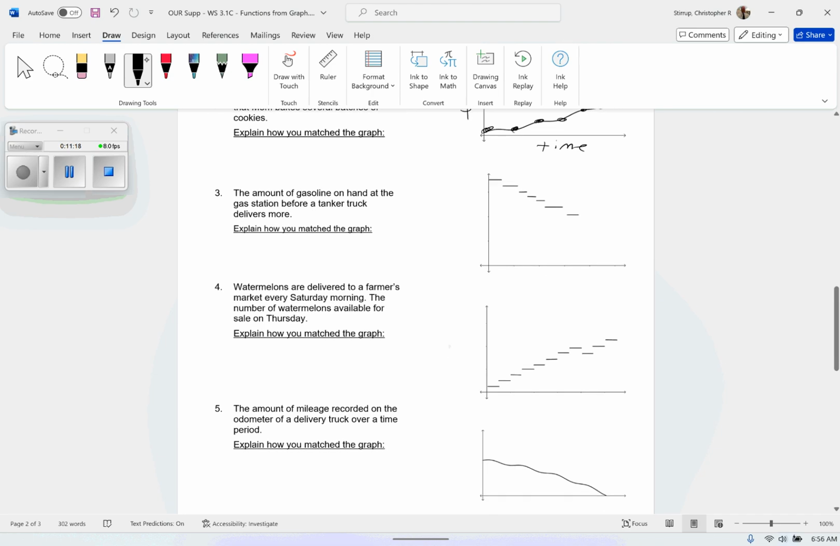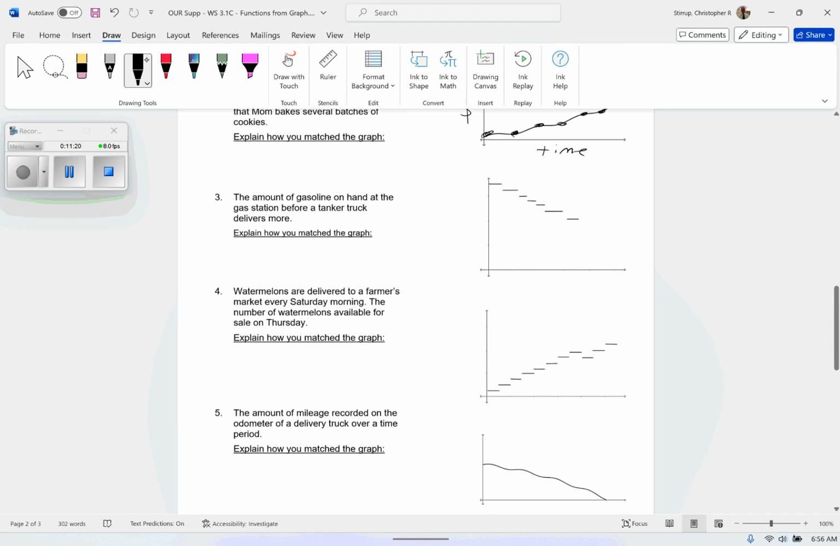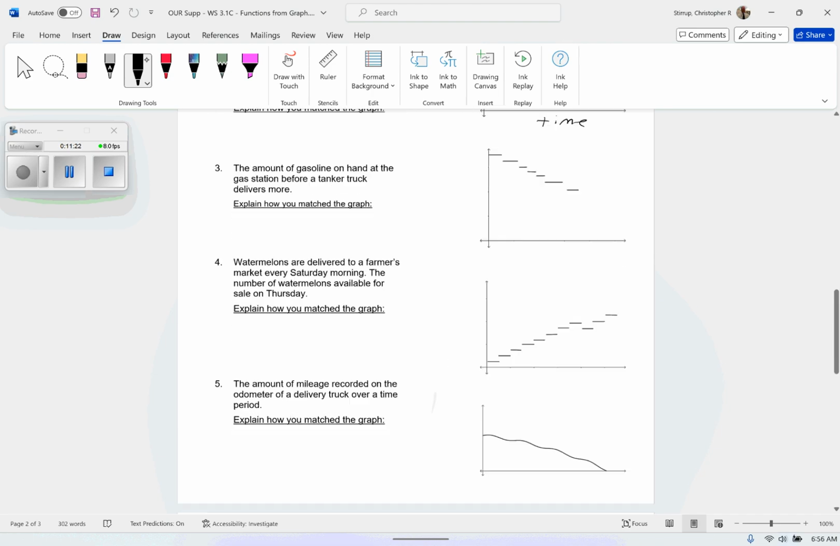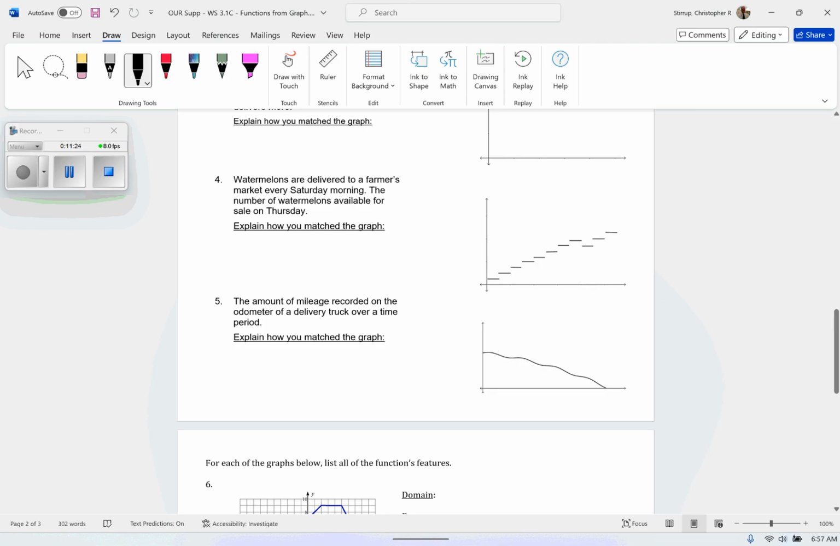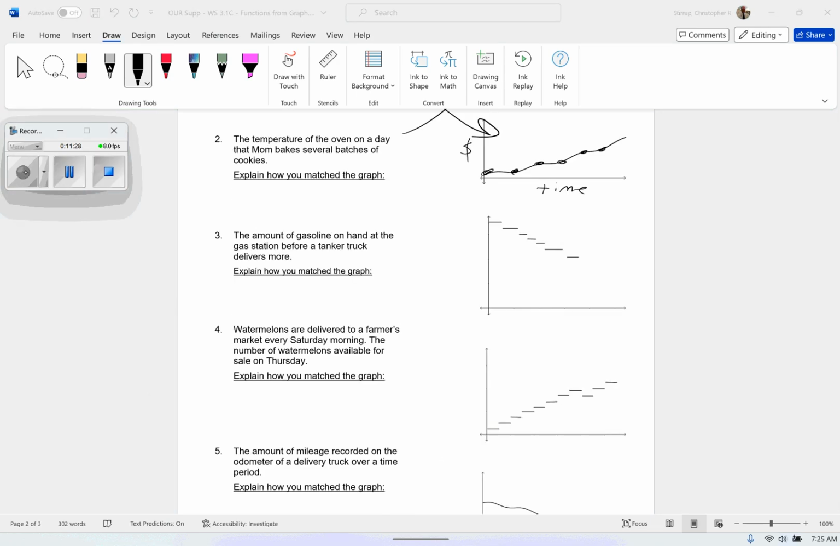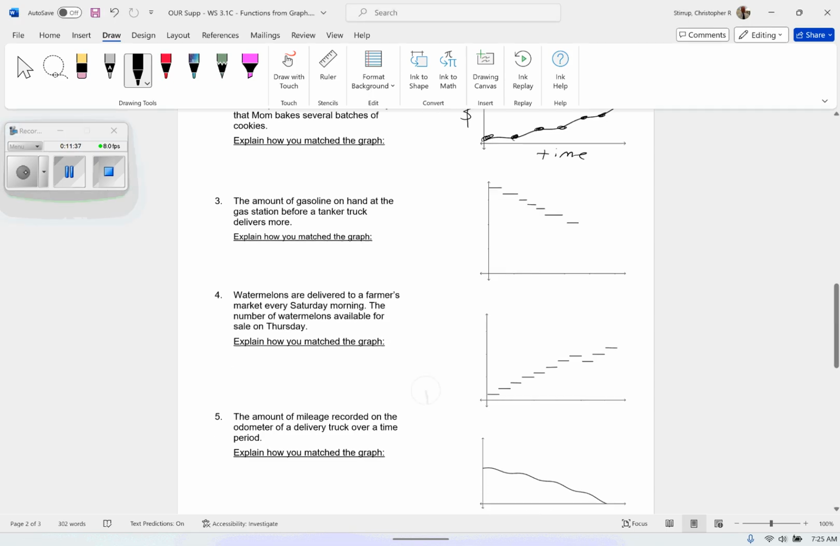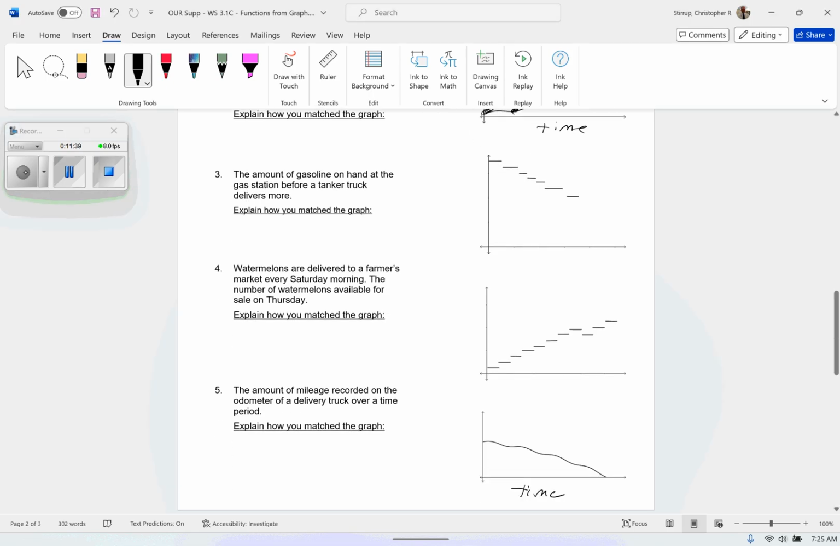The amount of gasoline on hand at the gas station before the tanker truck arrives. So this could be time. Okay, this next problem says the amount of gasoline on hand at the gas station before a tanker truck delivers. So think about a gas station. They're going to start with a certain amount of gas, like we said, and then it's going to kind of go down as it's decreasing. So this is definitely that one.